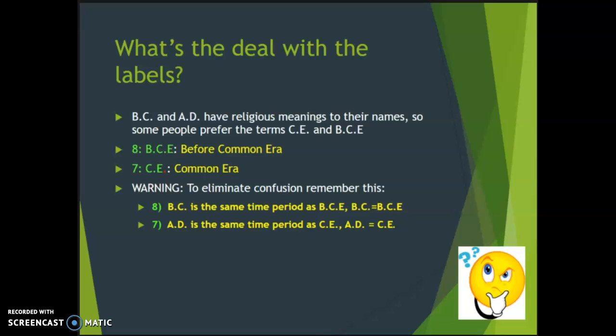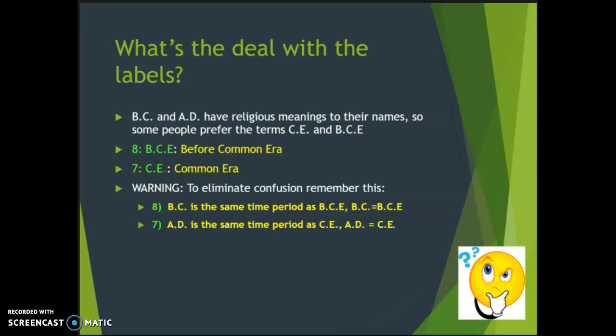So BC is the exact same as BCE. So before Christ is the same as before Common Era, and Anno Domini, in the year of our Lord, is the same as CE, or Common Era. Okay, they're the exact same time periods. The CE and BCE version just tries to get rid of the religious naming to it. Okay, it still refers to the same period of time, it just goes by a different name.